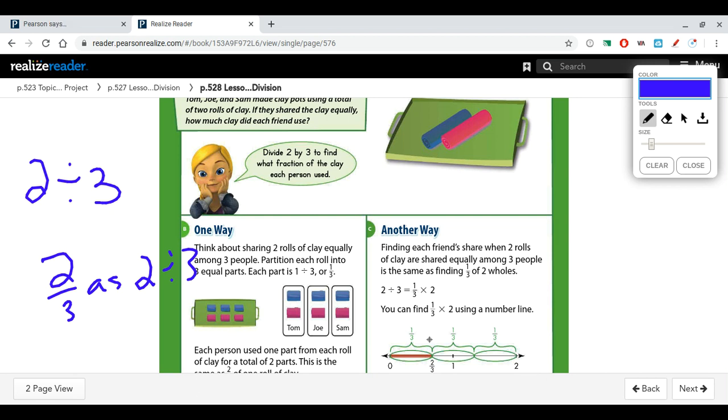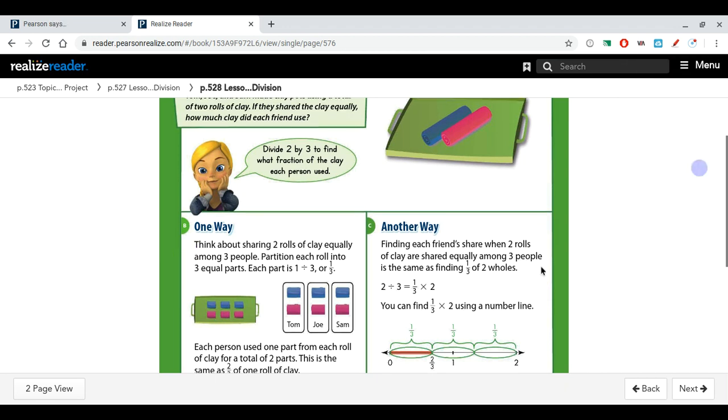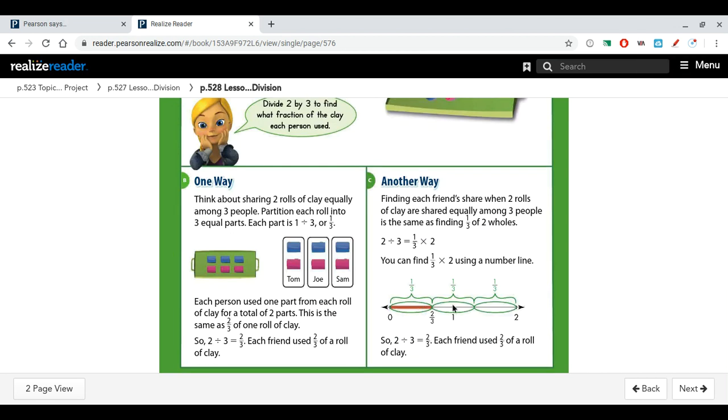Here's the other way that you can look at it. 2 divided by 3, I can think of as a multiplication problem, which is going to be 1/3 times 2. And if we look at our number line, I have 1/3, 1/3, 1/3, and I'm taking 2 of those 1/3.